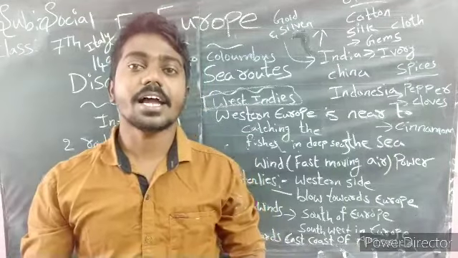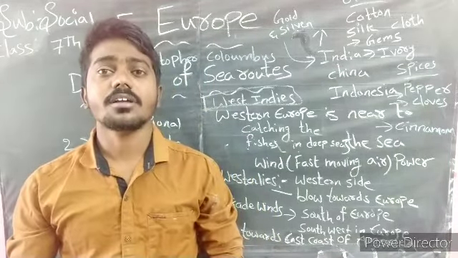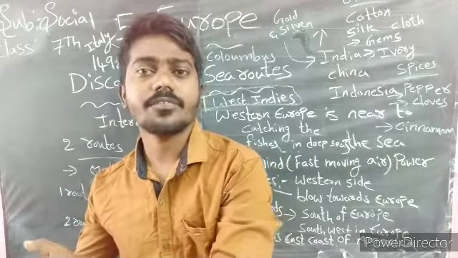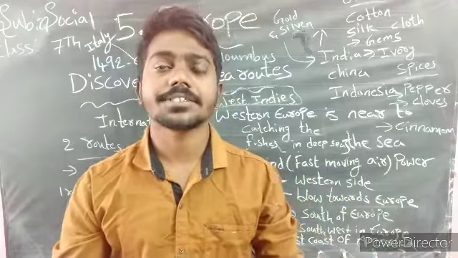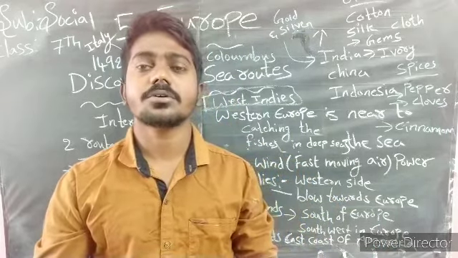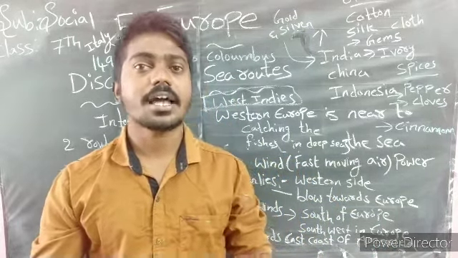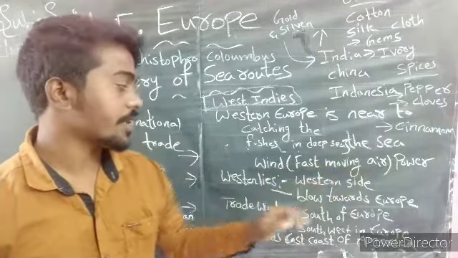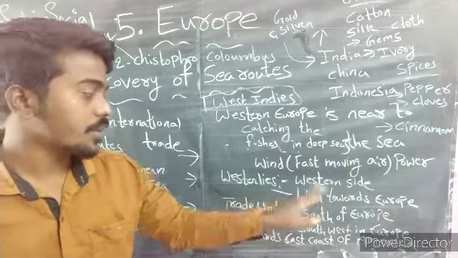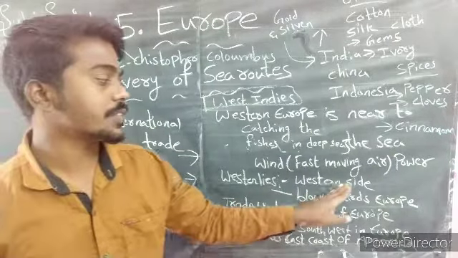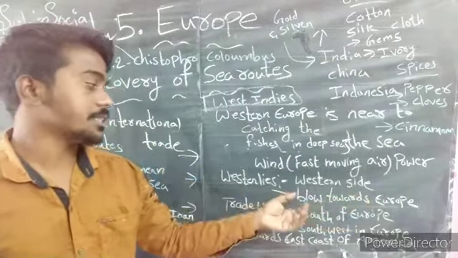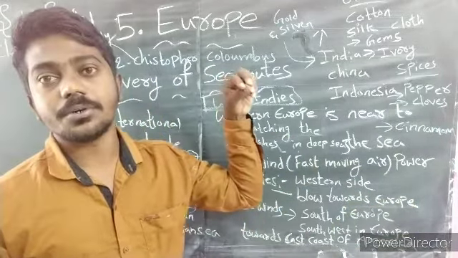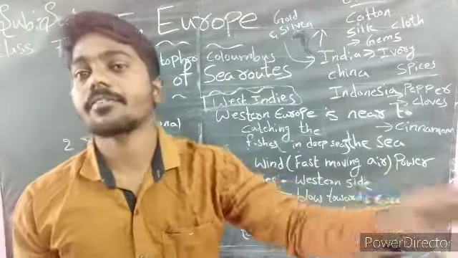Okay, children? And also we discussed that later the European countries' sailors and peoples went to America for trading, for conquering, and also for settling. Okay, children? And the ships move according to the wind power. Fast moving air is called wind. The westerlies, which blow towards the western side, as we already discussed, blow towards Europe. By these westerlies we can go from the North American continent to the European continent very easily.